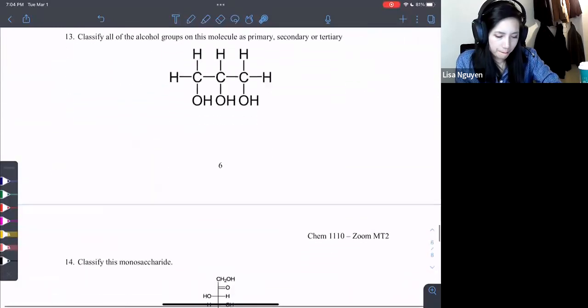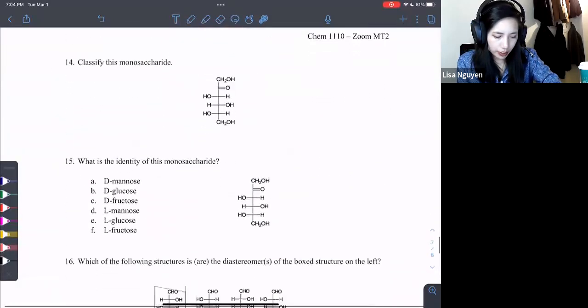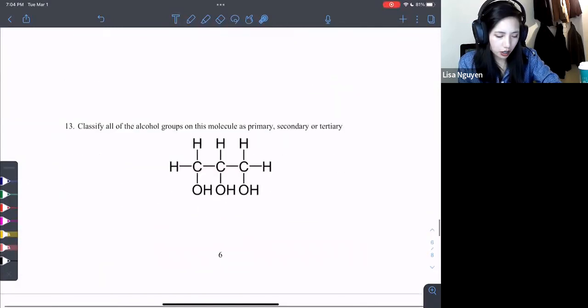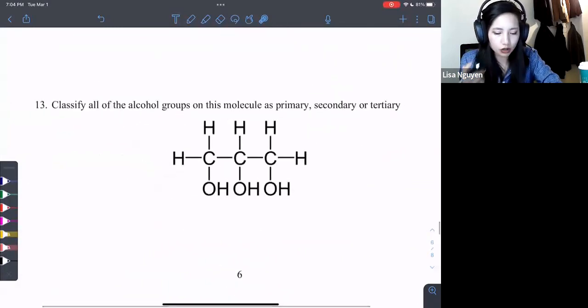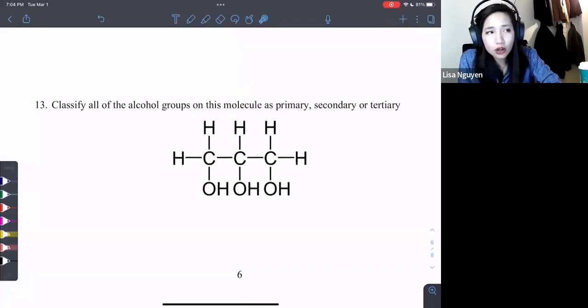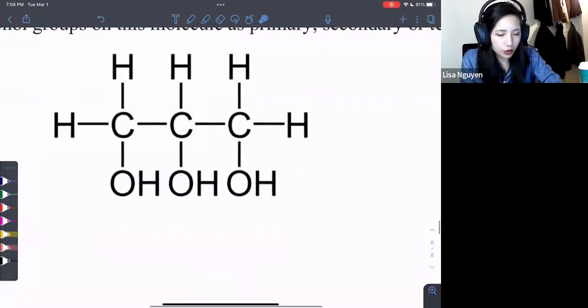Chapter 6. All right, so let's start here. Let's look at all these alcohols in this group and classify them as primary, secondary, or tertiary. These are all alcohols, so the idea is you want to look at the carbon that the alcohol group is attached to. Here we have 3 alcohols that we need to inspect.